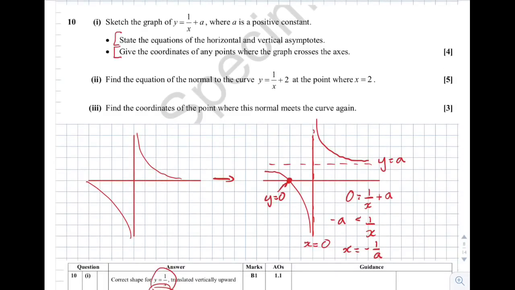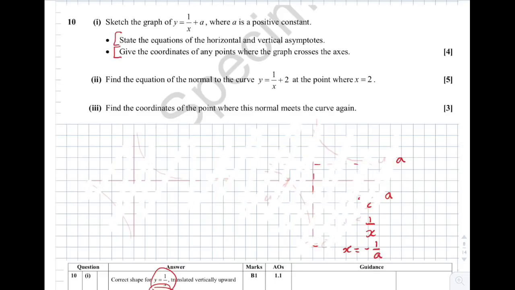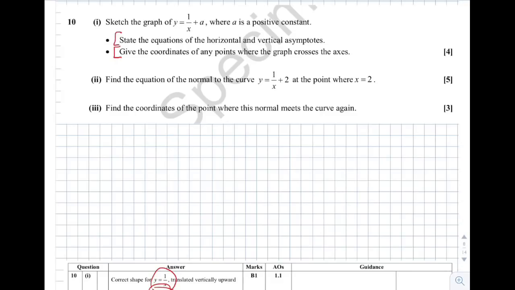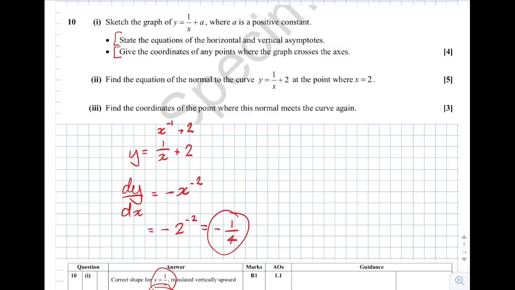Okay, find the equation of the normal to the curve at the point where x equals 2. So this has now become a differentiation question. Remember, this is like finding the tangent, but it's got to be 90 degrees to the curve at that point. So first thing we're going to want to do is differentiate our function. If we want to differentiate it, let's think of 1 over x as x to the minus 1. We drop the power to the front, so it'll be minus 1 times x, and then take 1 away from the power, so x to the minus 2. And we want to know the gradient when x equals 2. So when x equals 2, we have minus 2 to the minus 2, which is minus a quarter. This would be the gradient of the tangent at that point. We don't want the tangent though. We want the normal, which is at 90 degrees.